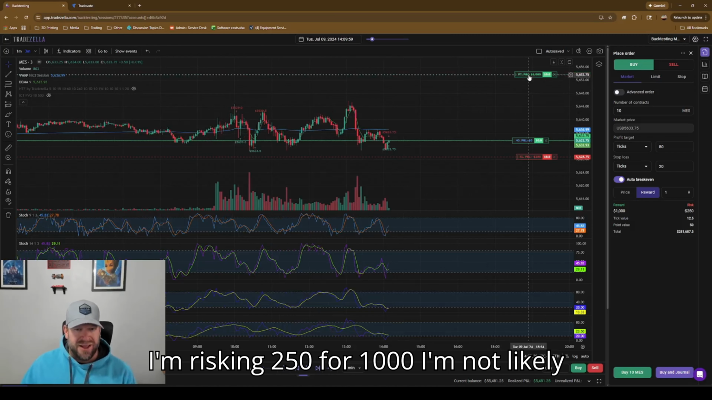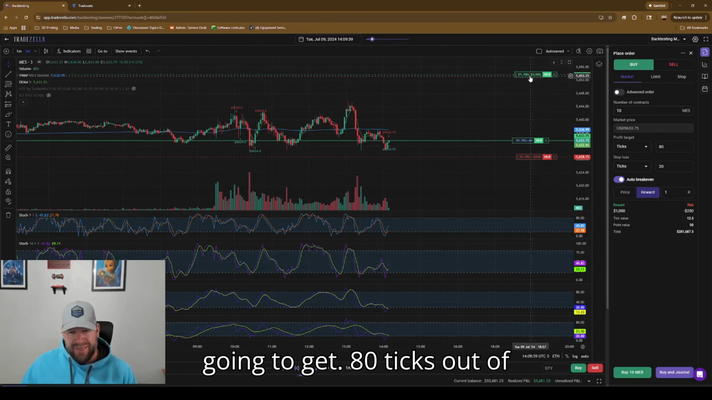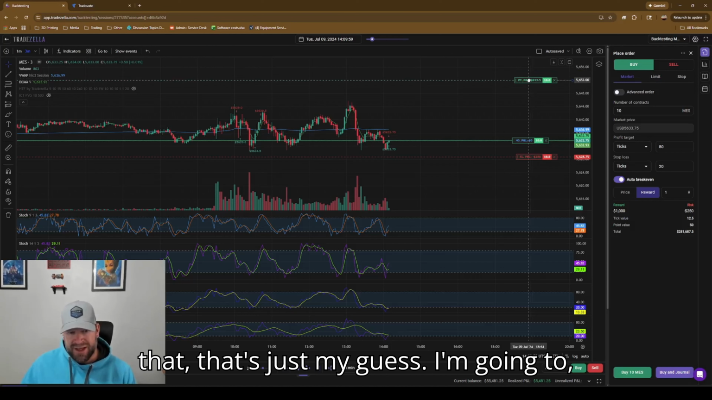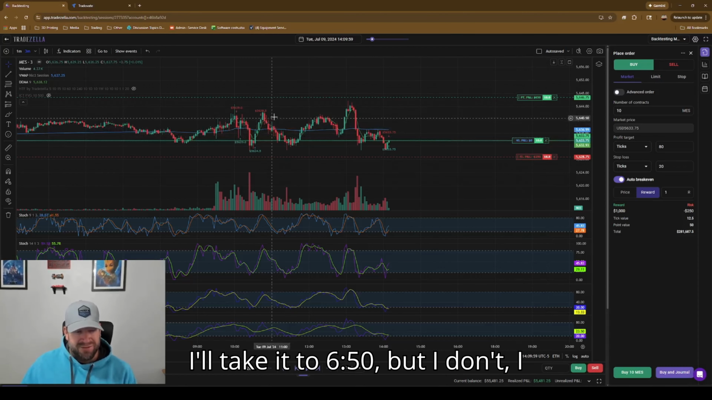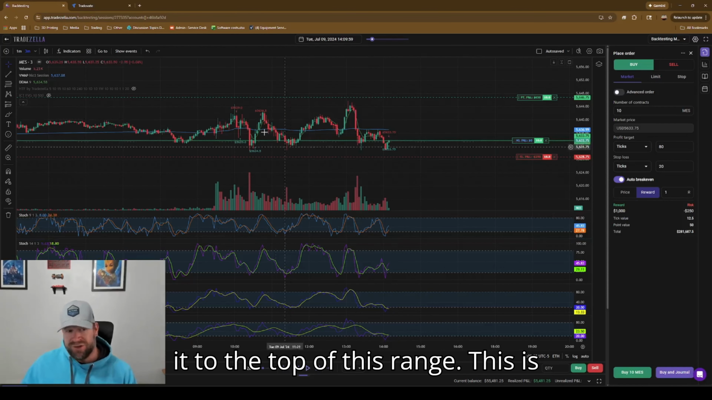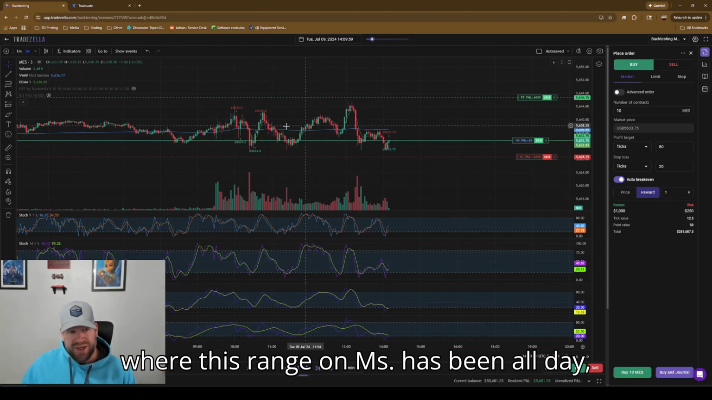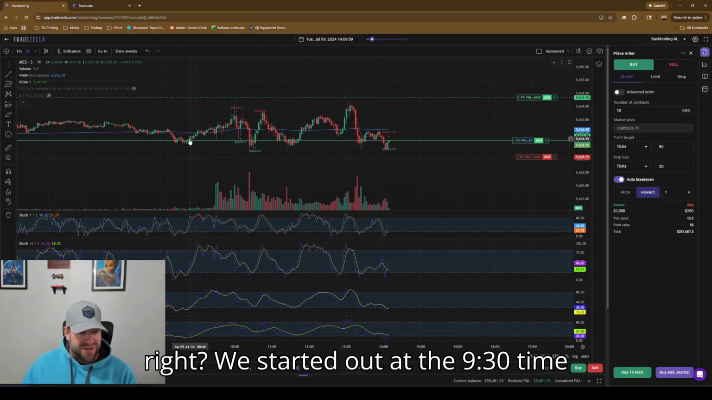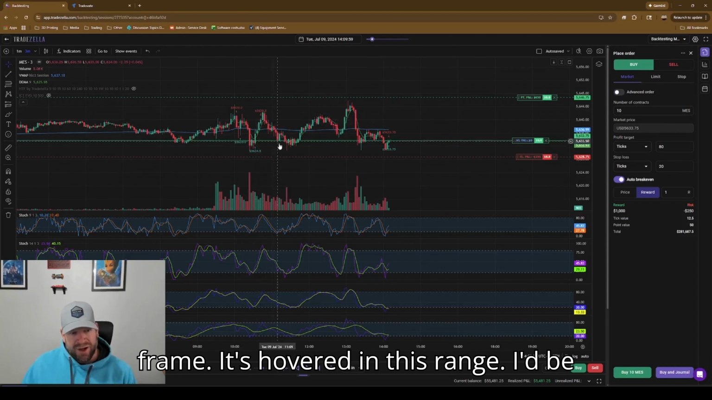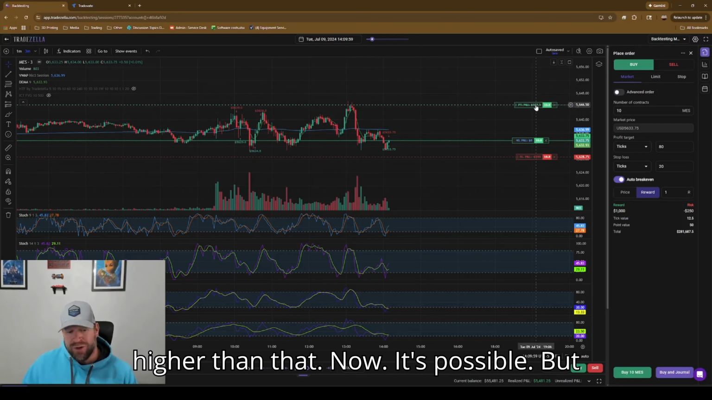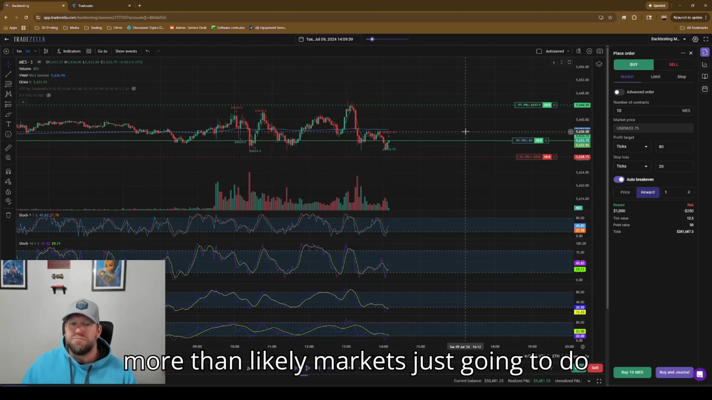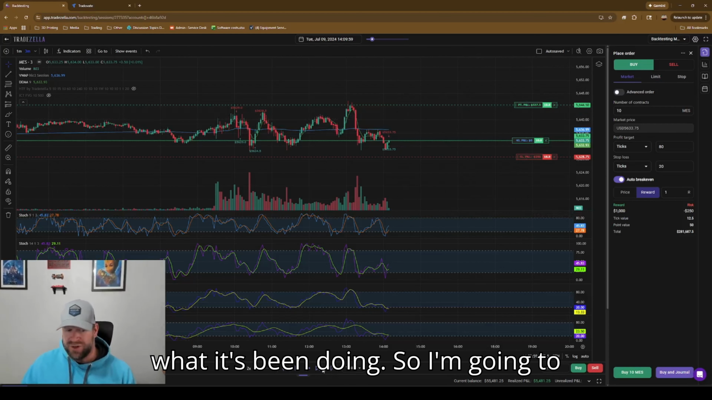I'm not likely going to get 80 ticks out of that. That's just my guess. I'll take it to 650, but I don't even love that. I'd probably keep it to the top of this range. This is where this range on MES has been all day, right? We started out at the 930 time frame. It's hovered in this range. I'd be a fool to think it's going to go any higher than that now. It's possible, but more than likely, the market's just going to do what it's been doing.